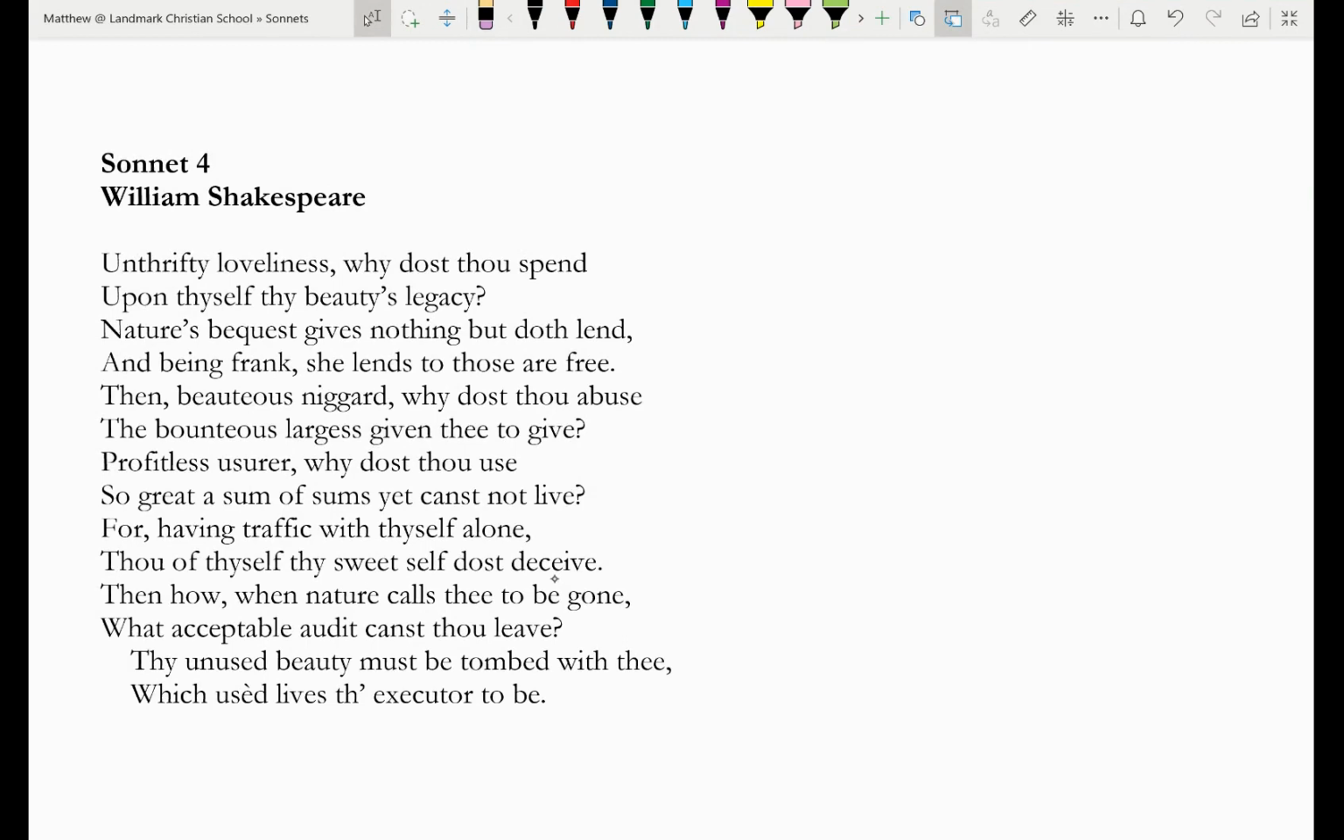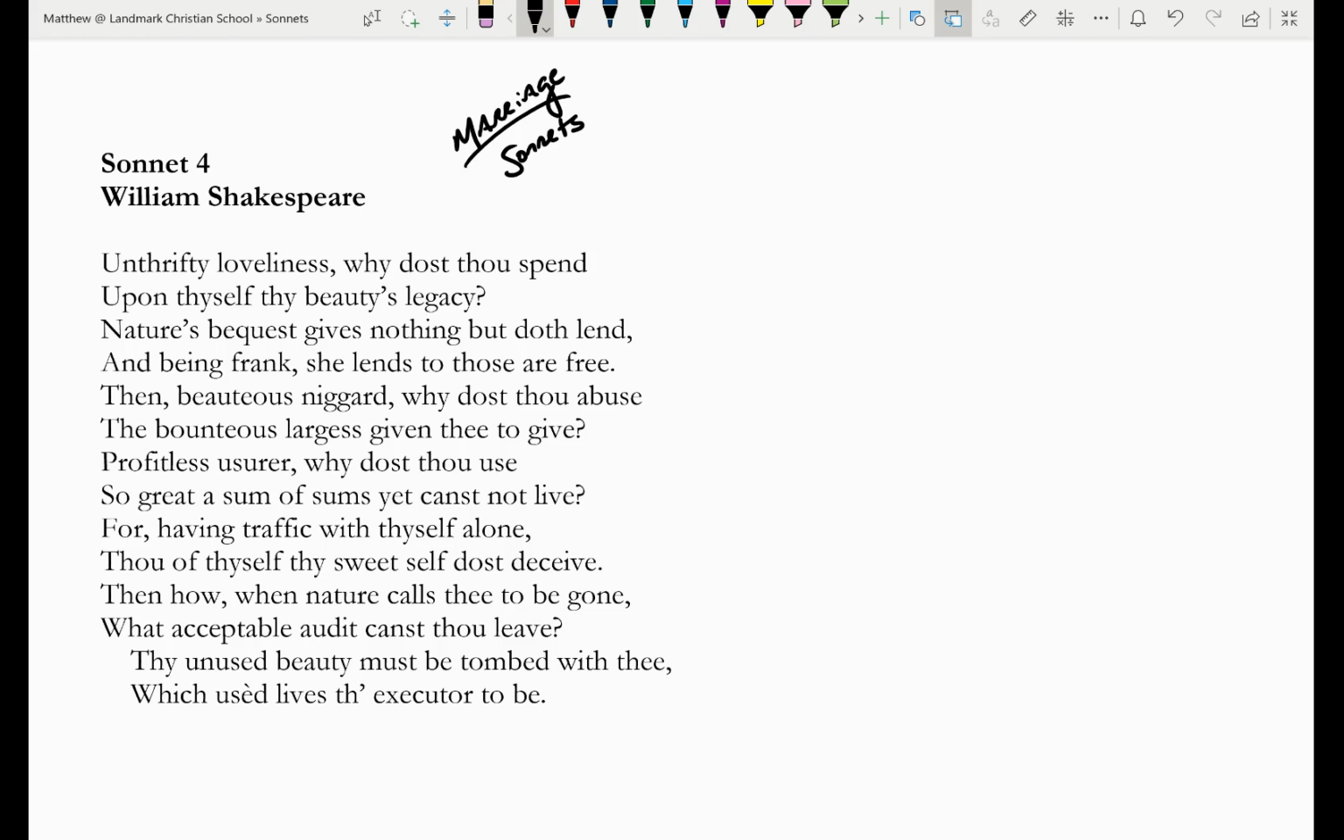We are currently going through the first cycle of sonnets that are sometimes known as the marriage sonnets or the procreation sonnets, in which the speaker of the sonnet is urging a young man not to spend his beauty and spend his youth on himself, not to waste his days, not to waste what God has given him, but rather to spend it in marriage and in procreation, in having offspring, having children.